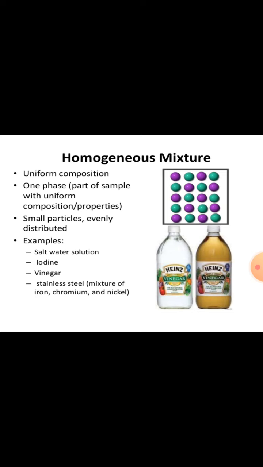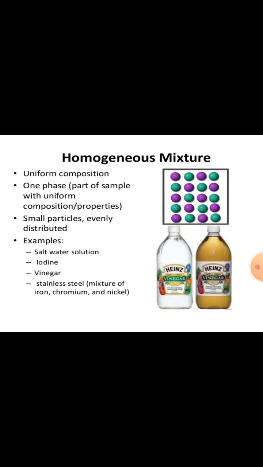The alloys are homogeneous mixtures. Do you know any other alloys? Gold is an alloy, and also brass. There are different types of alloys present. These alloys are homogeneous mixtures only.